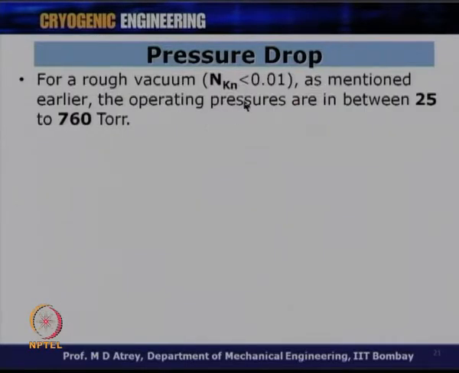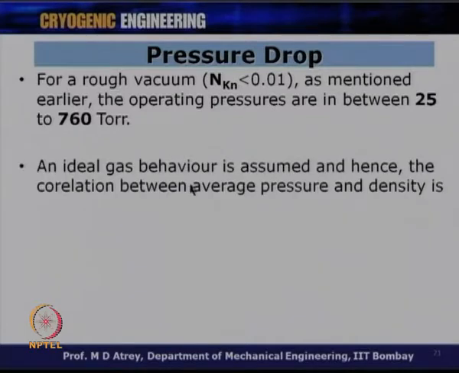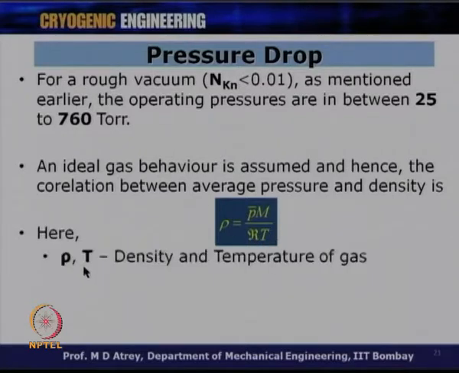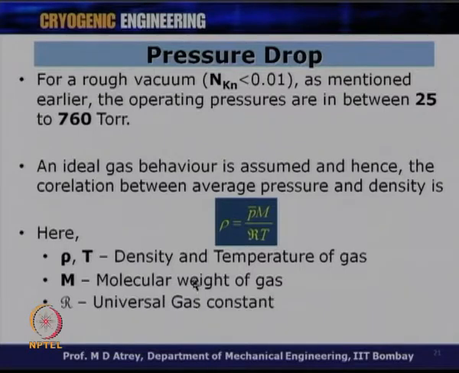For rough vacuum now, when the Knudsen number is less than 0.01, as mentioned earlier, the operating pressure is between 25 to 760 torr, which we know now. An ideal gas behavior is assumed here, and hence the correlation between the average pressure and density is rho equal to P M by R T. So, you have the ideal gas law here. Rho and T are the density and temperature of the gas. For Knudsen number less than 0.01, or operating pressure between 25 to 760 torr, the ideal gas relationship is valid. M is the molecular weight of the gas, R is the universal gas constant, while P is the average pressure.